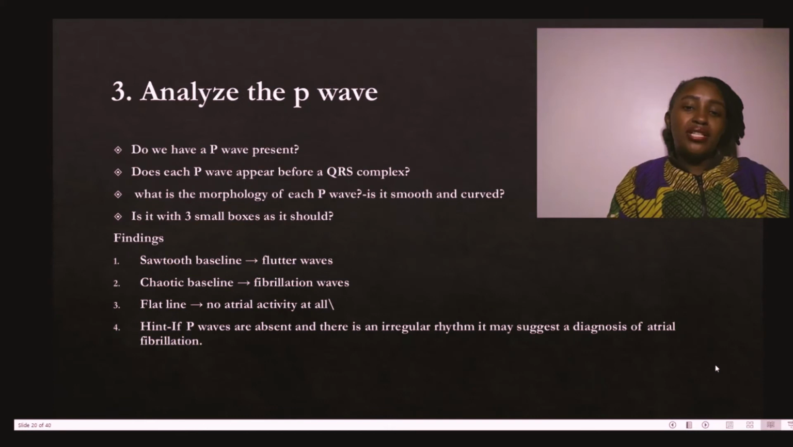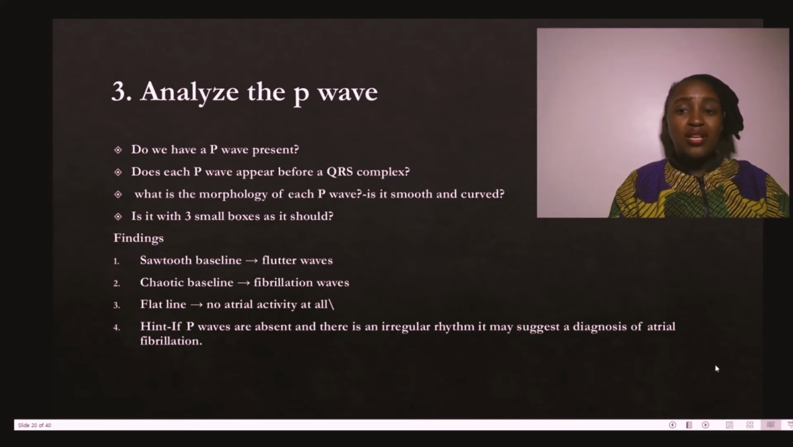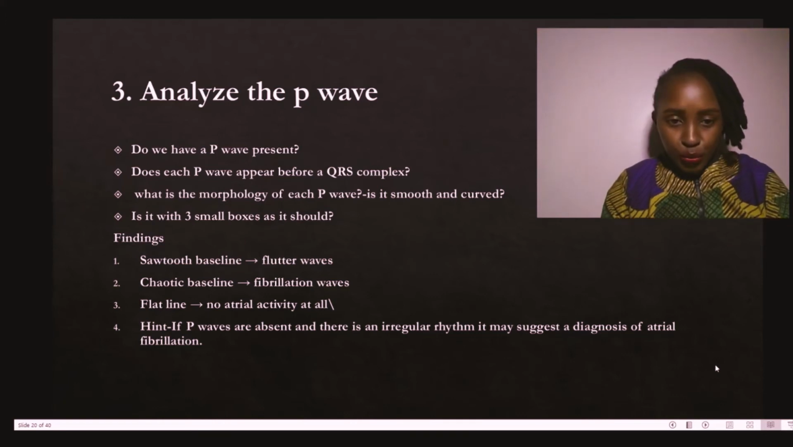The third criteria is about analyzing the P wave, and the one thing you need to keep reminding yourself is: is the P wave present, and is it of normal morphology? Is it smooth and curved? Does each P wave appear before a QRS complex? And what is the morphology of this P wave? Is it within the normal size range, within three small squares or narrower? That is how it should be.